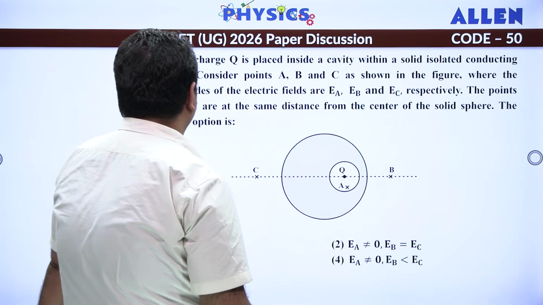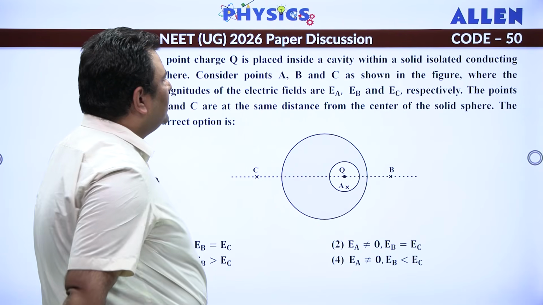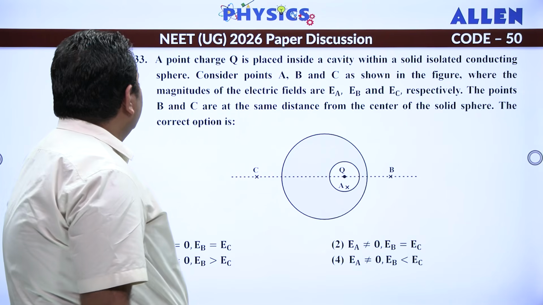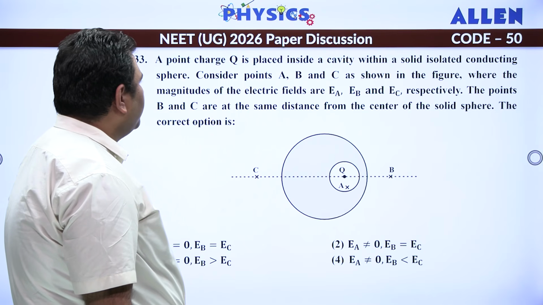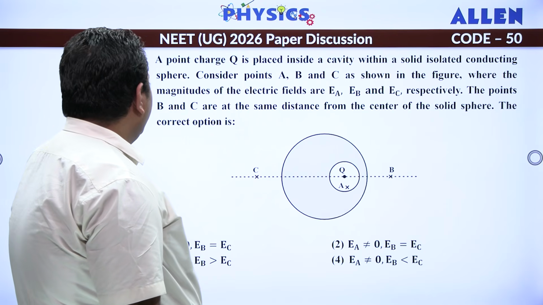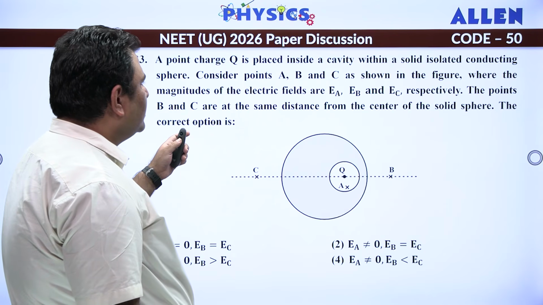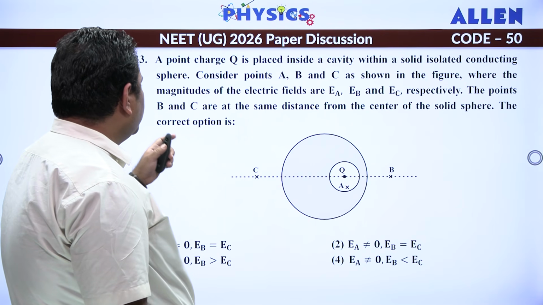Yeah. Next question. A point charge Q is placed inside a cavity within a solid conducting sphere. Consider points A, B, C as shown in the figure where the magnitudes of the electric fields are EA, EB and EC respectively. Points B and C are at the same distance from the center of the solid sphere. The correct option is what?